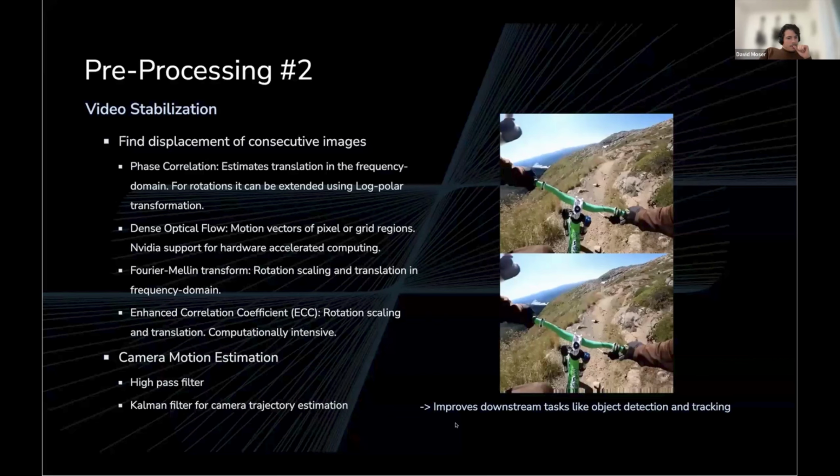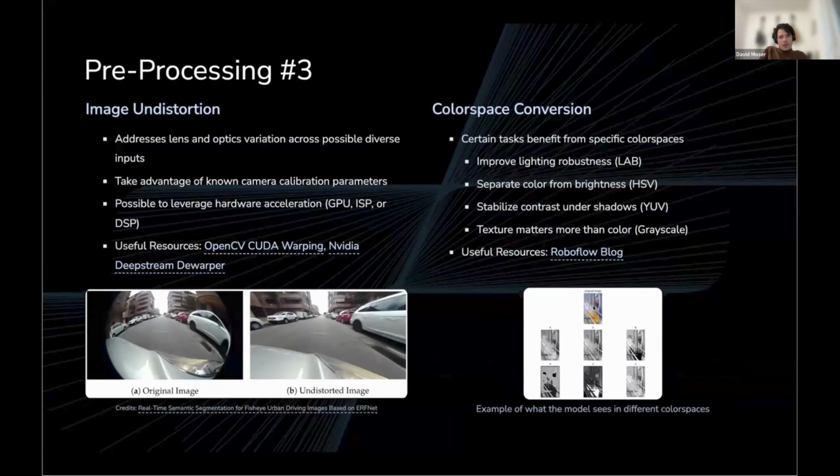Then, as a second step, you have to estimate the motion of the camera. Why? Because if you just apply the displacement, your image will go away and you integrate up an error. So here you can do either a simple Kalman filter or a high-pass filter, for instance. There are different methods.